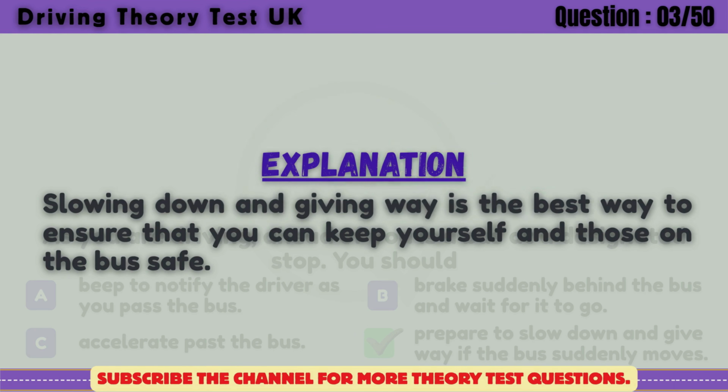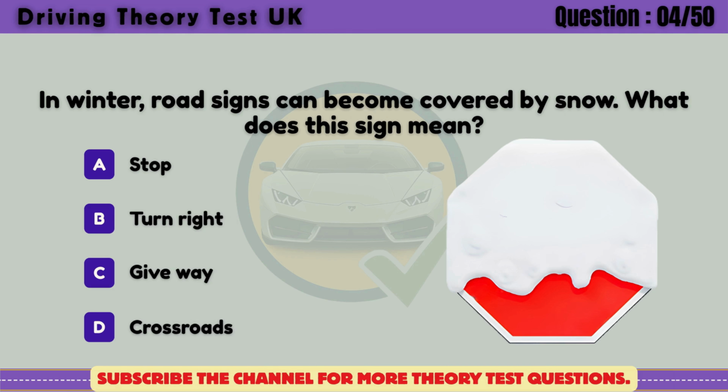Question 4. In winter, road signs can become covered by snow. What does this sign mean? Option A. Stop. B. Turn right. C. Give way. D. Crossroads.